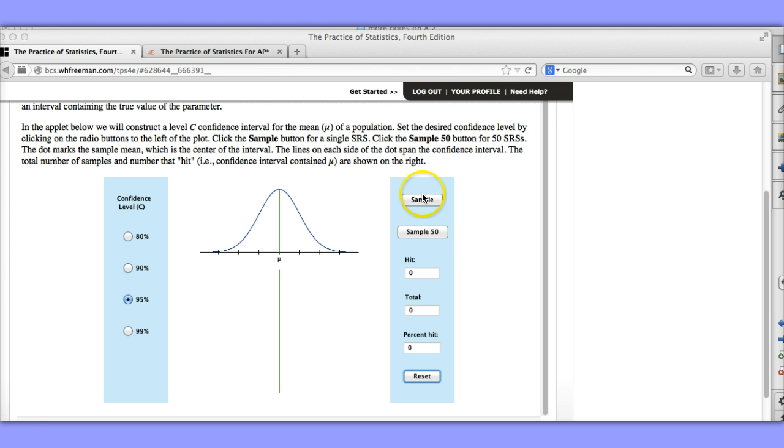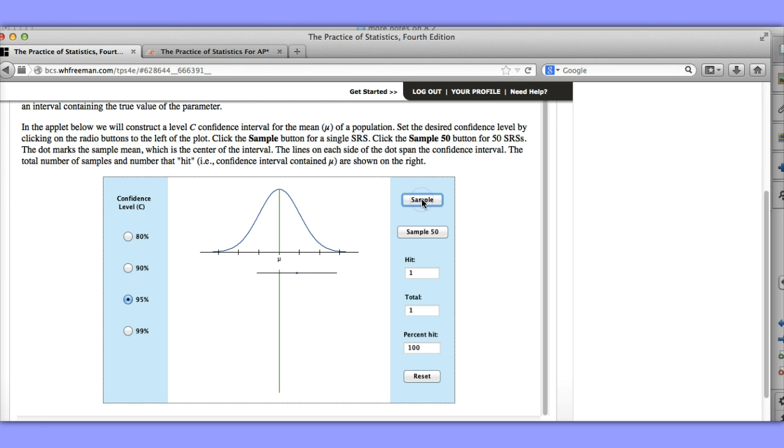I'm just going to hit sample here and we'll see what appears to happen. It appears that I've created a confidence interval, and notice there's a vertical line here at mu. That's our population mean. So this particular interval would have captured the true population mean, or the true value of the parameter. Let's do another one. That one also captures the truth. It crosses this vertical line at mu. This one was off. So right now I'm 2 for 3, or 67% success rate in capturing the true value of the population mean.